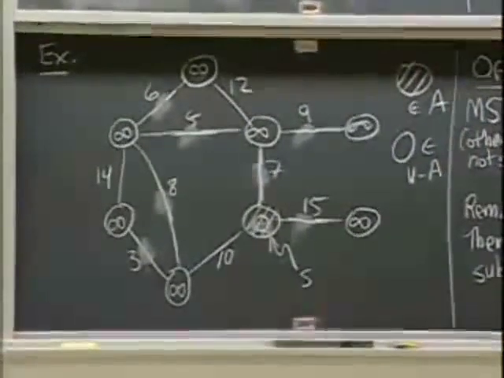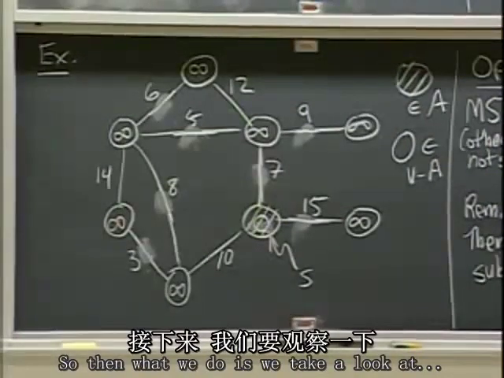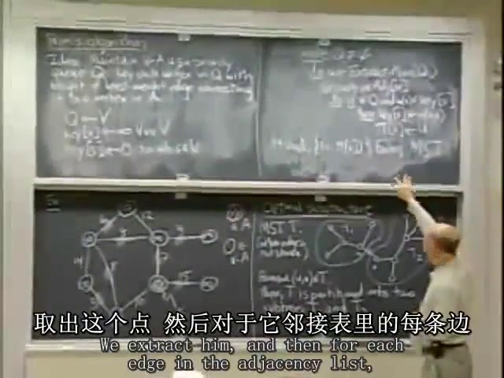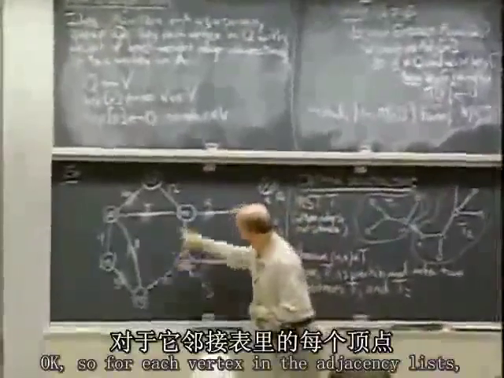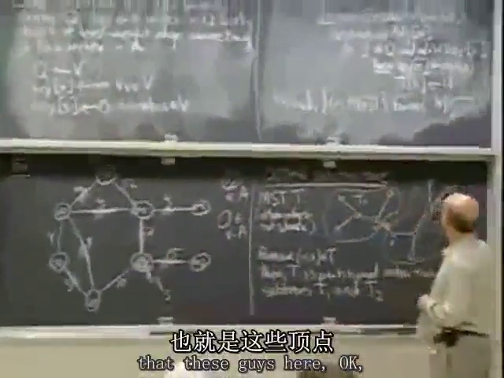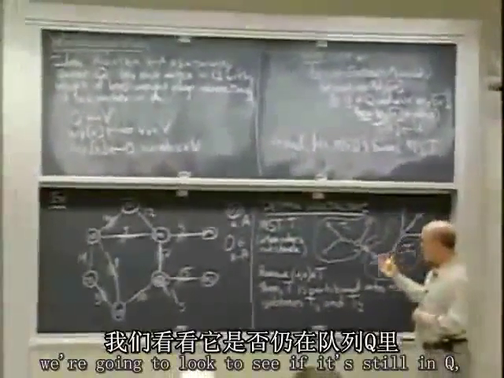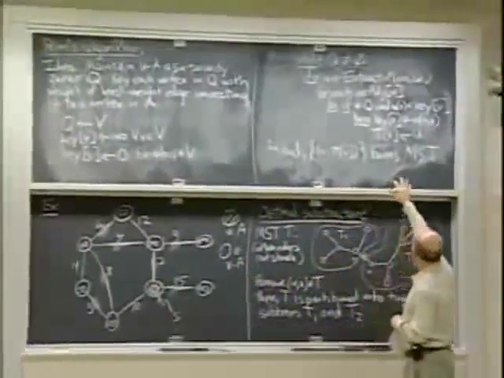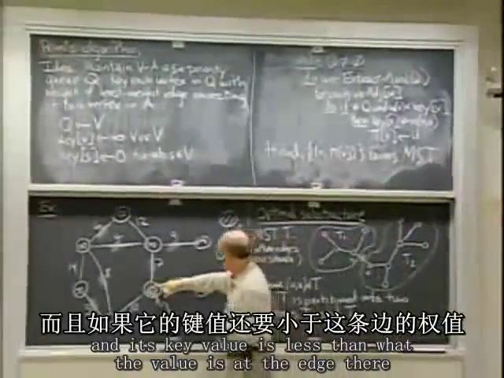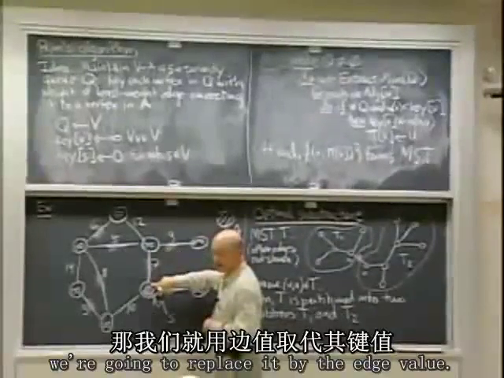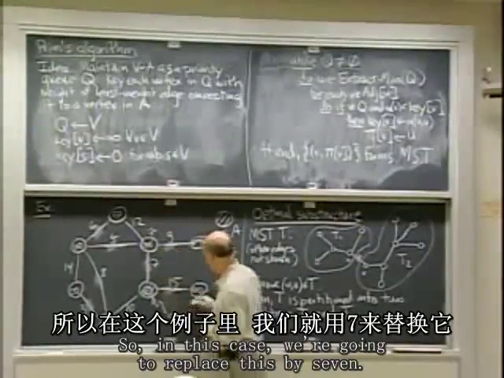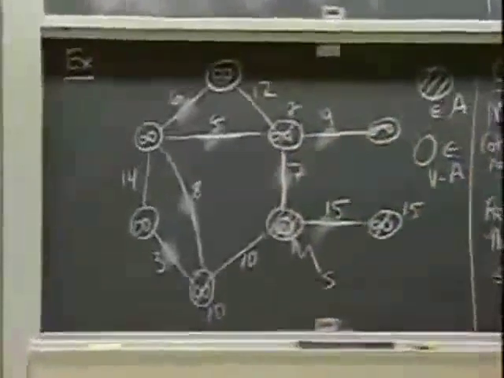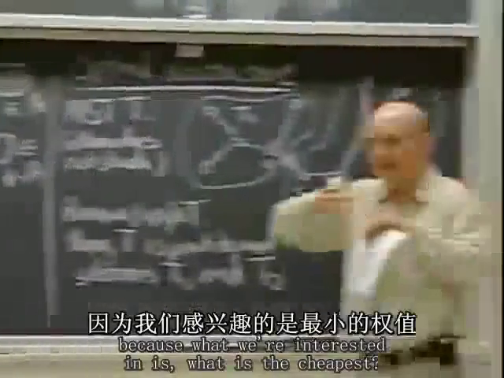So then what we do is we extract him, and then for each vertex in the adjacency list, that's these guys here, we're going to look to see if it's still in Q, that is, in V minus A, and if so, and the key value is more than the value at the edge there, we're going to replace it by the edge value. So in this case, we're going to replace this by 7, we're going to replace this by 15, and we're going to replace this by 10. Because what we're interested in is what is the cheapest.